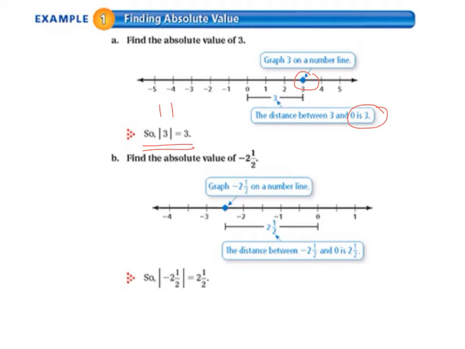Find the absolute value of negative 2.5. So we graph negative 2.5 on a number line, and we find how far it is from negative 2.5 to 0. And since we have to go 2.5 units to get back to 0, then the absolute value of negative 2.5 is 2.5.